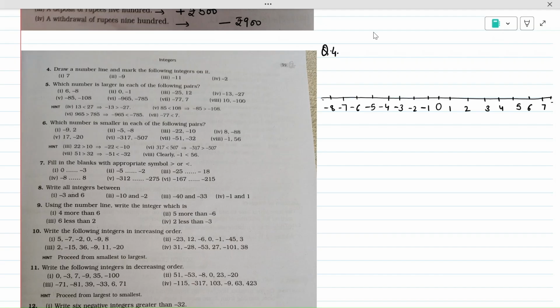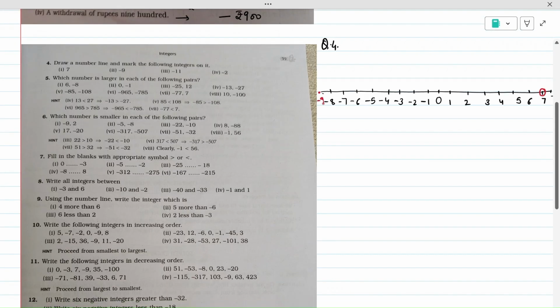So I'm marking them with red. This is 7. Next, we have minus 9. So kids, minus 9 will be somewhere here. Okay, minus 9. This is minus 9. Minus 11 will be on further left of it, right?